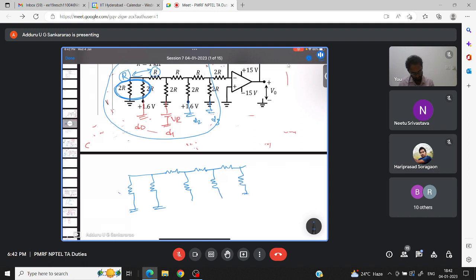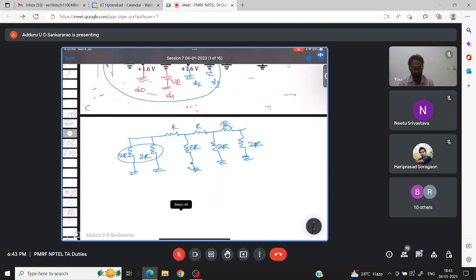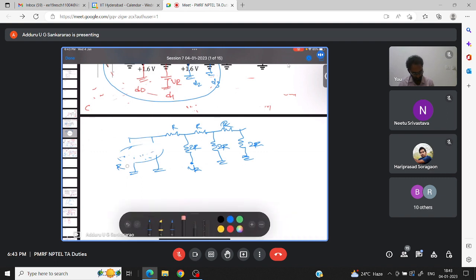For this circuit, I want the Thevenin equivalent. D1 is connected to VR, then R, this is 2R, 2R connected to ground, 2R, R. Now these 2R, 2R are parallel, so it will become R. If you replace with that equivalent, it will become R, then this R in series will become 2R.